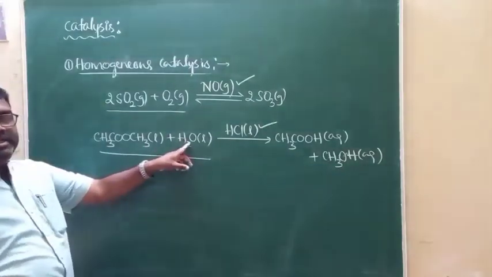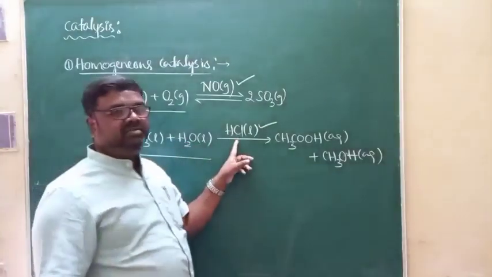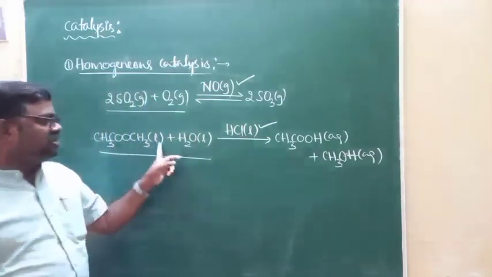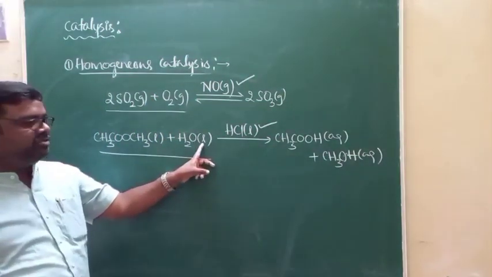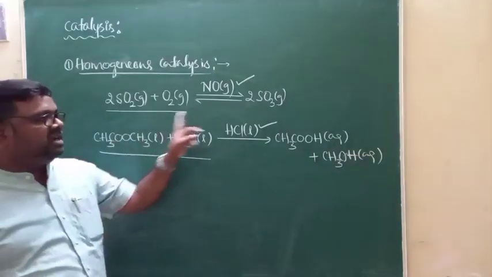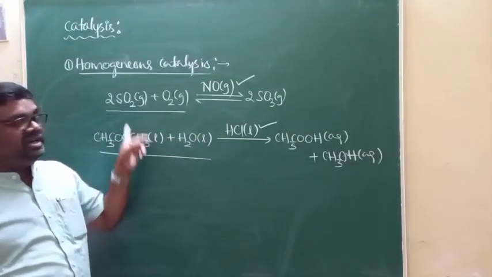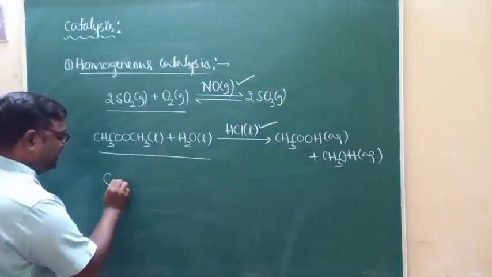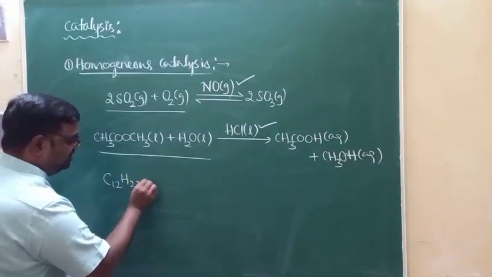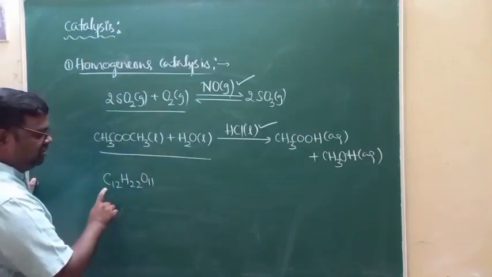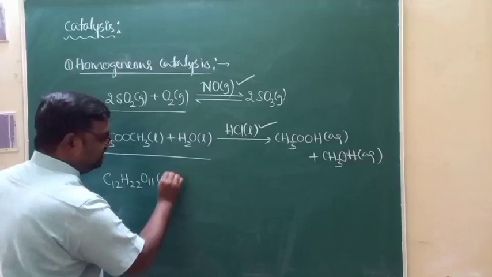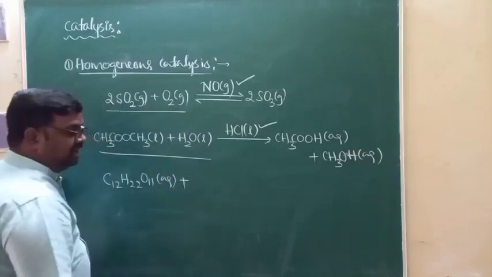Here, this reaction is catalyzed by H+ ions produced by HCl solution, which is in liquid state. Reactants are also in liquid state. That's why, here also, reactants and catalysts are in the same phase. That's why it is an example for homogeneous catalysis. Apart from that, take the hydrolysis of sucrose, C12H22O11. And this is an aqueous solution of sucrose, which is in liquid state.